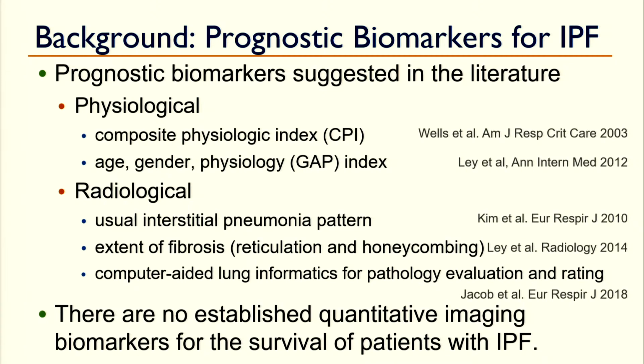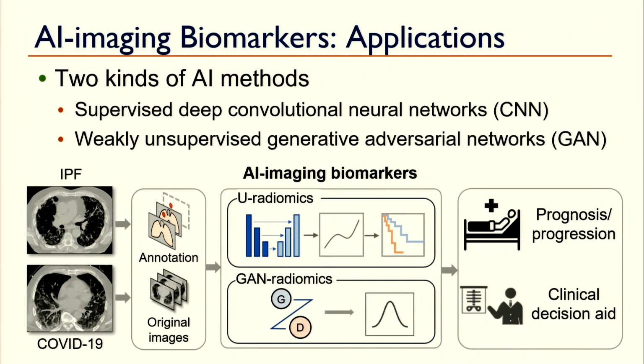However, there are no established imaging-based biomarkers for IPF. Although some radiological features based on chest CT images have been identified, these are mostly based on visual assessment by radiologists. Therefore, it would be very useful if AI could be used to provide objective and reproducible predictions about the IPF progression and mortality based on the CT images of the patients. We will next take a look at the two AI imaging biomarkers we have developed, including some of the results that we have obtained with IPF and COVID-19.